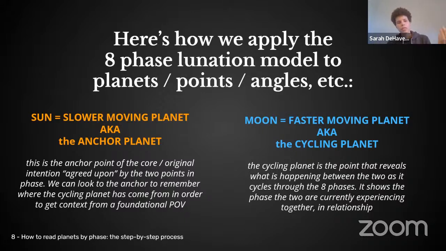The sun is considered the slower moving planet in relation, because sometimes, I just want to say this, some people might think in the lunation cycle, they might forget about the sun, that the sun's a partner in this. I don't know, maybe not, but I think it might be a potential for some. So I want to highlight this. The sun's a partner in the lunation model, in the lunation cycle. So sun, slower moving planet, aka the anchor planet; moon, faster moving planet, aka the cycling planet. It is really that straightforward.